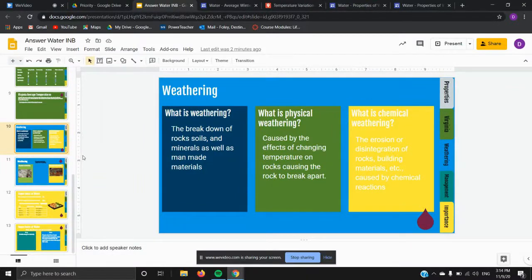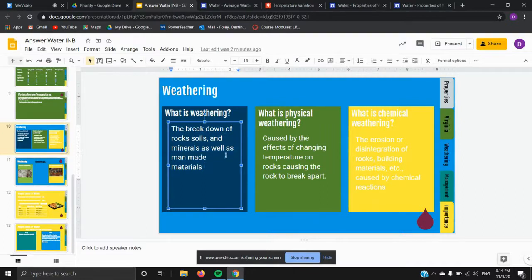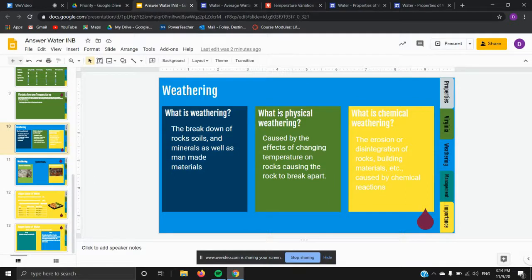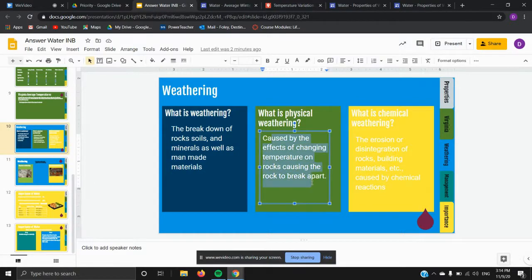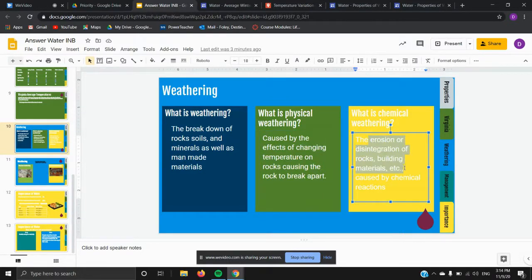Weathering. We're going to do 10 and 11 here. Weathering is the breakdown of rocks, soils, and minerals, as well as other man-made materials. What is physical weathering? Physical weathering is caused by the effects of changing temperature on rocks, causing the rock to break apart. So these are things like ice freezing and cracking open sidewalks. Chemical weathering is the erosion or disintegration of rocks, building materials, etc., caused by chemical reaction.